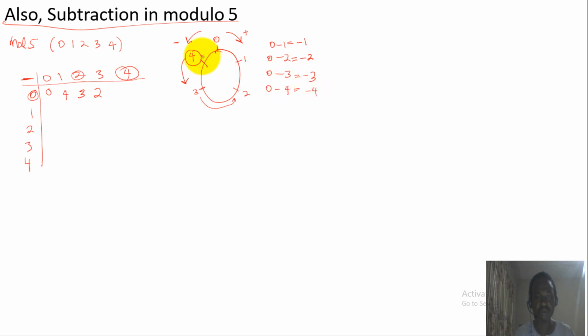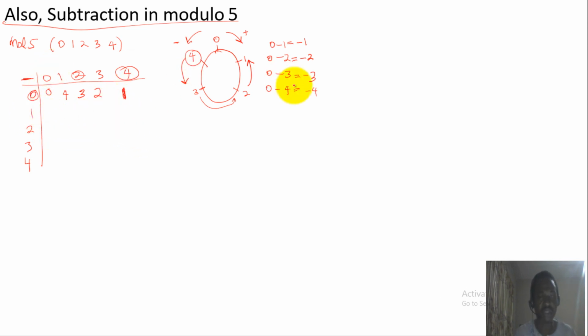And that will give me what? Minus 4. Basically, it's going to move in an anti-clockwise direction 4 times. 1, 2, 3, then 4. And that will give me what? Automatically, that will give me 1. We're finished with that particular row. Then you can go to the next row.